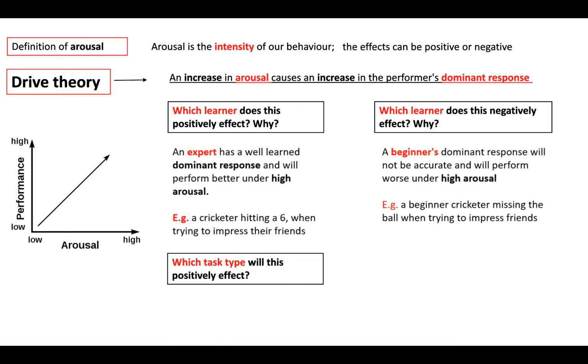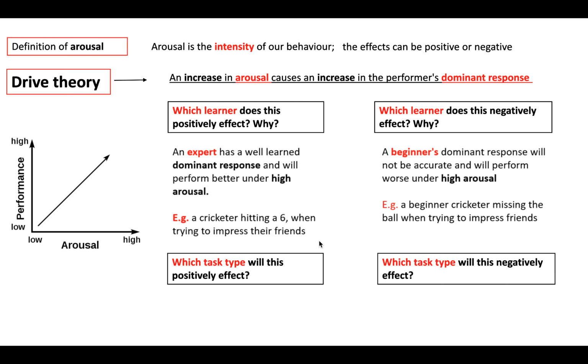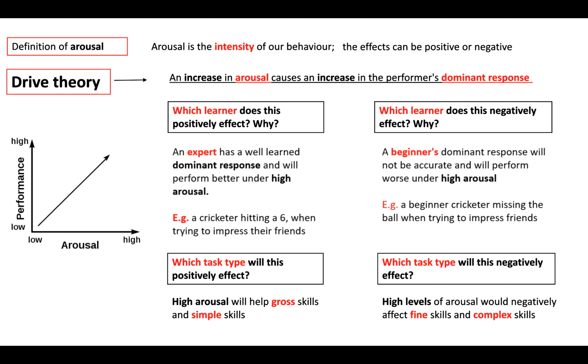Which task type will this affect positively? It's really similar to social facilitation, so it's going to positively affect gross skills and simple skills. So high arousal will help gross skills and simple skills, whereas high levels of arousal will negatively affect fine skills and complex skills. So please ensure you get those down. So that's the theory itself, in terms of high levels of arousal will increase performance of dominant response.